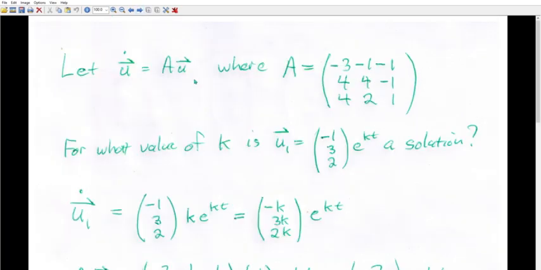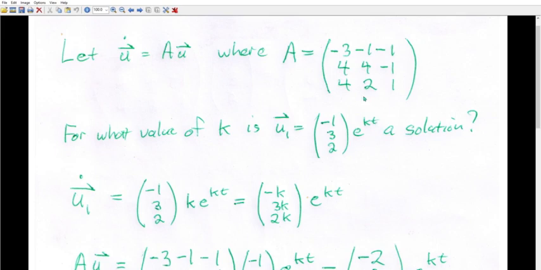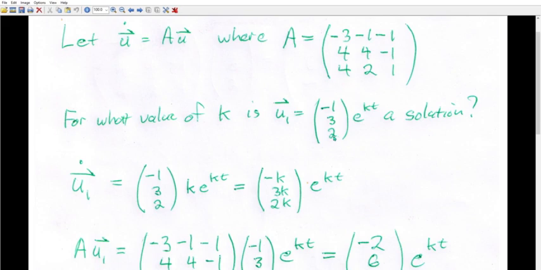Okay, so finally, let's have a look at a little bigger system. This time, u dot is Au, where A is actually a 3 by 3 matrix. And now the question is, for what value of k is u1 equals the column vector (-1, 3, 2) e to the kt a solution? Now, don't worry about where I got the column vector (-1, 3, 2). That's a topic for another class. But let's assume we've got this thing. We want to figure out for what value of k it's a solution.